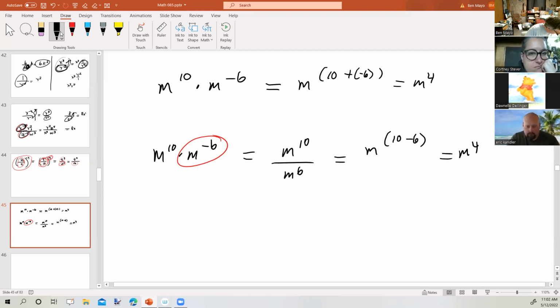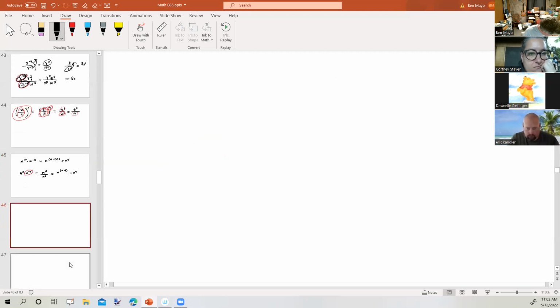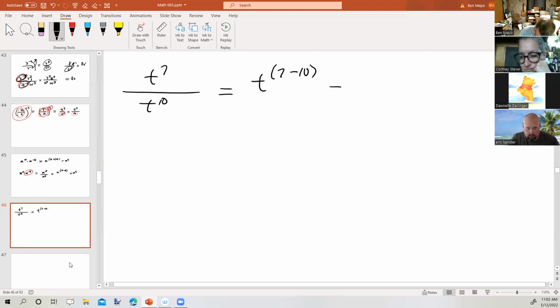Okay. How about this one? t to the 7th power over t to the 10th power. So that would be t to the 7 minus 10 power, which is t to the -3 power, which is 1 over t to the +3 power.